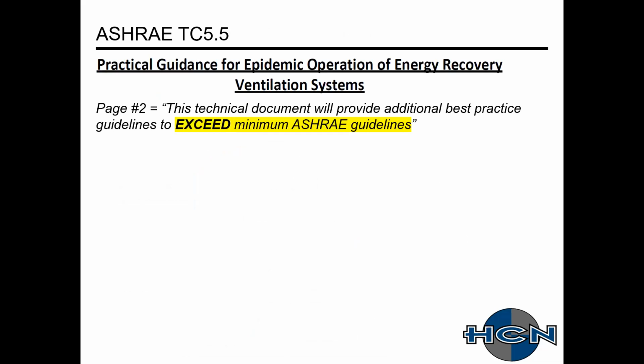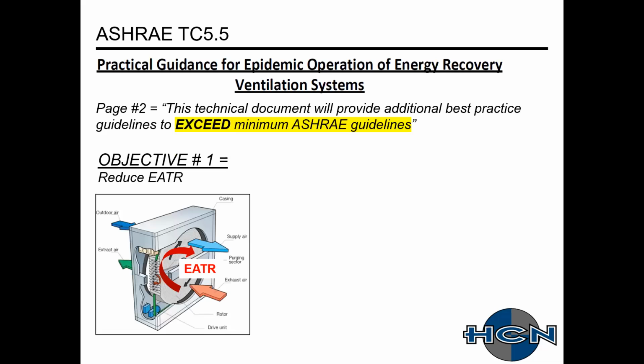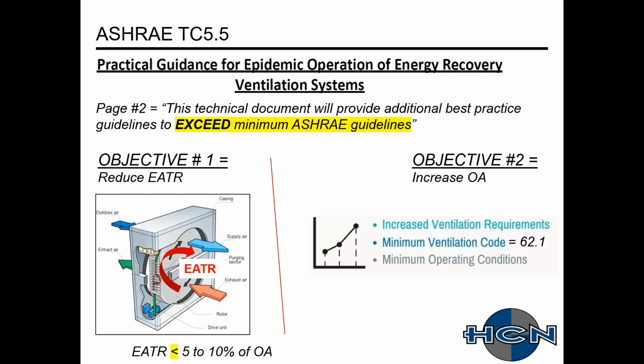Now we're going to talk about the practical guide for energy recovery systems. This technical document will provide additional best practices where we're going to exceed our minimum ASHRAE guidelines. So objective number 1 is we want to reduce our energy transfer ratio, lower than the 5 to 10% that's allowed per code. And the second objective is we want to increase our outside air. Once again, we're trying to exceed our minimum ventilation requirements of 62.1, which I've highlighted there with the red box.